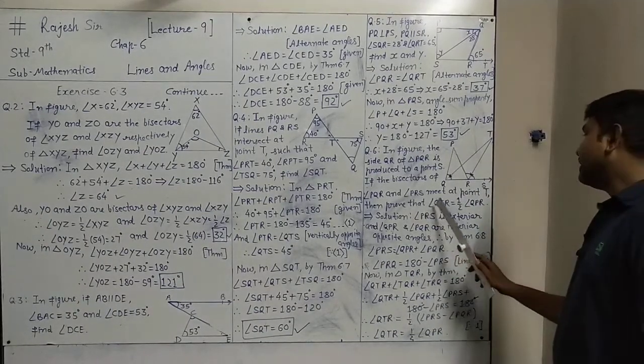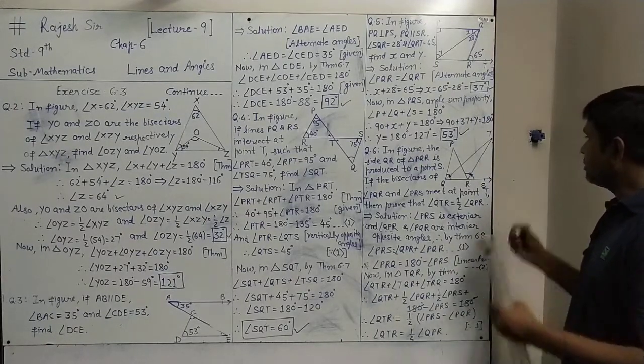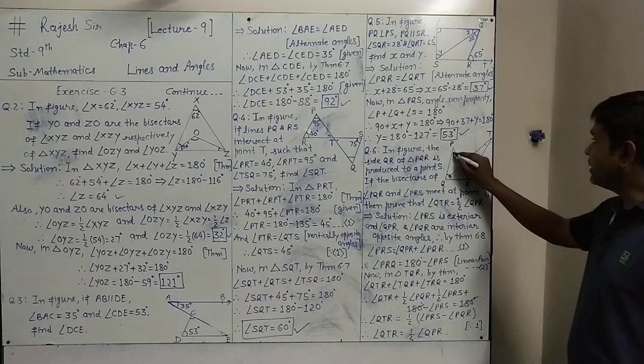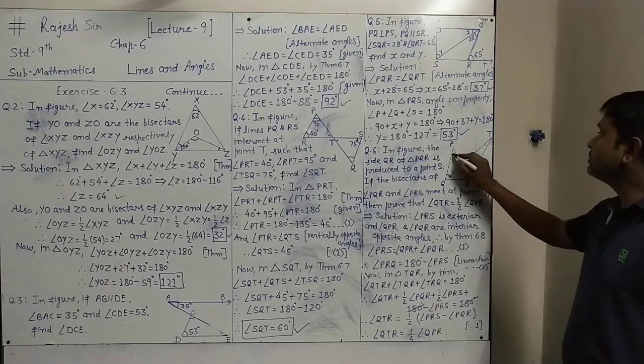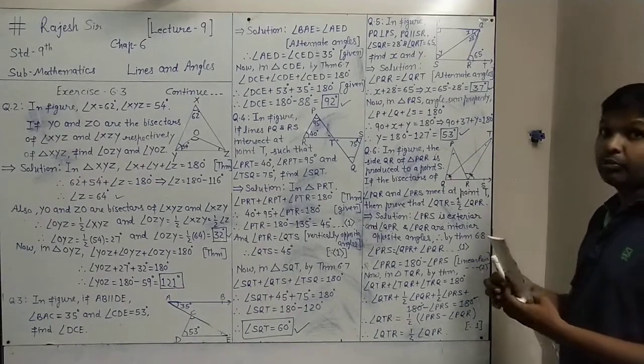Then we have to prove that angle QTR is half of angle QPR. Understood? This is what we want to prove.